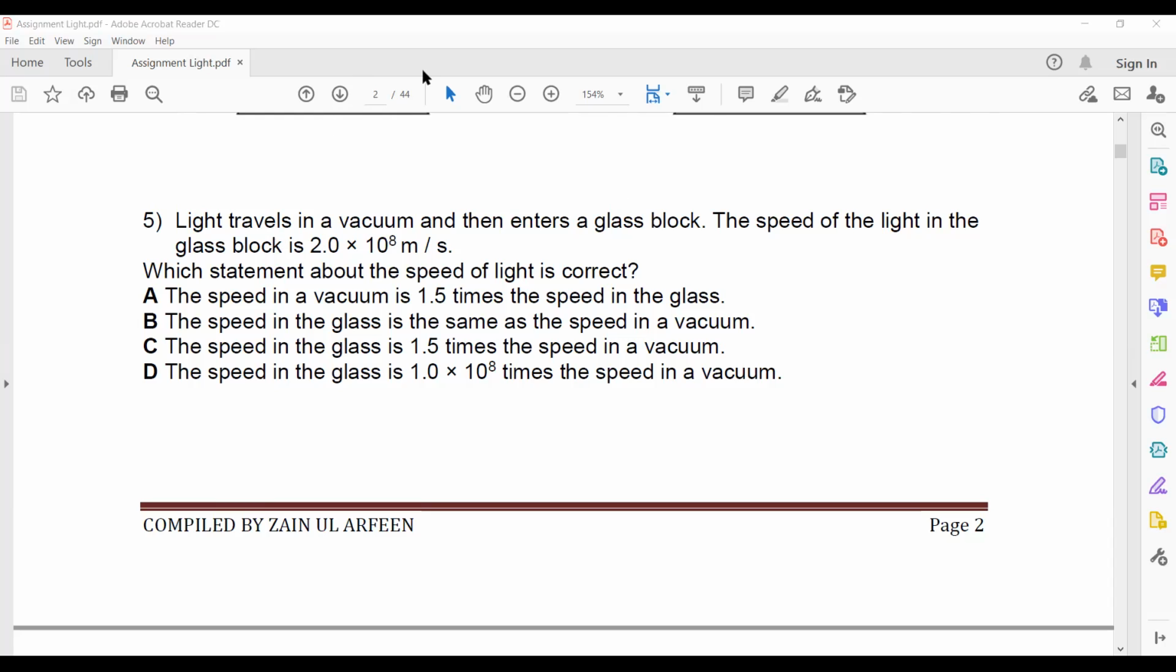Light travels in a vacuum and then enters the glass. The speed of light in a glass block is 2 × 10^8 meters per second. Which statement about the speed of light is correct? The speed in a vacuum is 1.5 times the speed in glass.